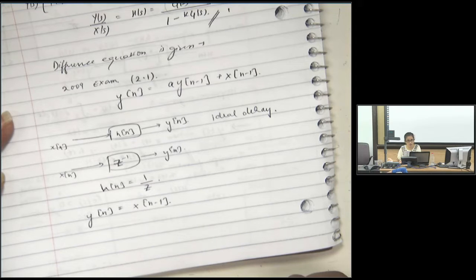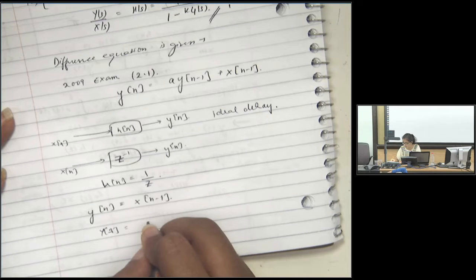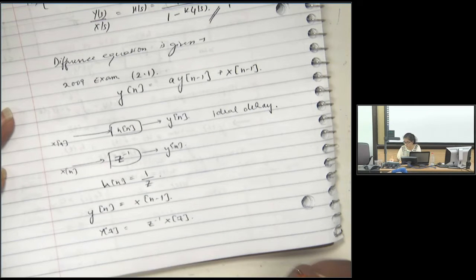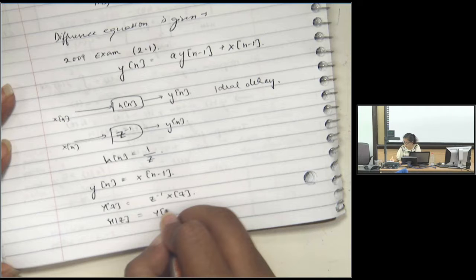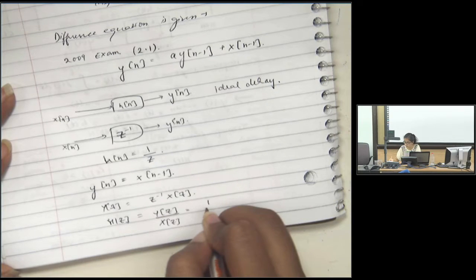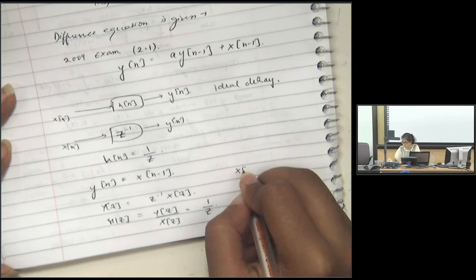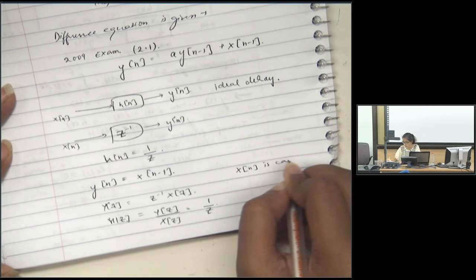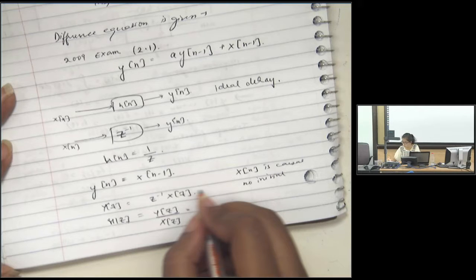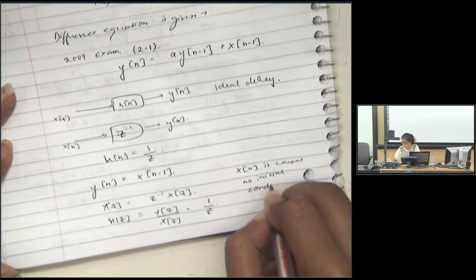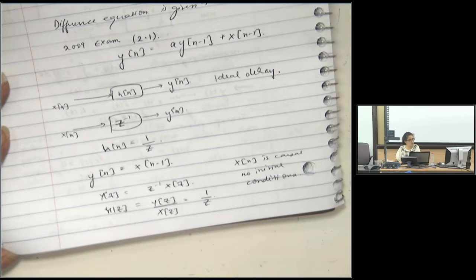I'll take the z transform of this. Okay, I'll get y of z, and I'll get z inverse x of z. So h of z is equal to y of z over x of z, which is equal to 1 over z, and x of n is causal, so no initial conditions. That's why there's no initial condition here. All right, make sense?